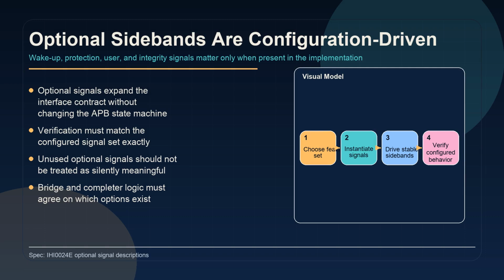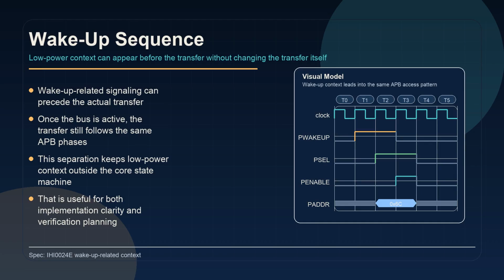Most of that extra size comes from optional signals that only matter when the design configuration includes them. Wake up is a good example of how issue E grows around the core. The system can establish low power context first, and the actual APB transfer still stays as simple as before.